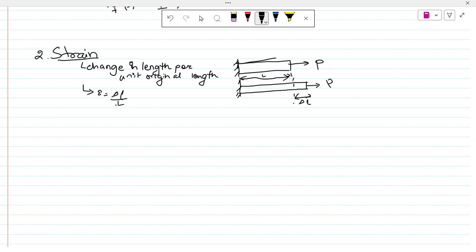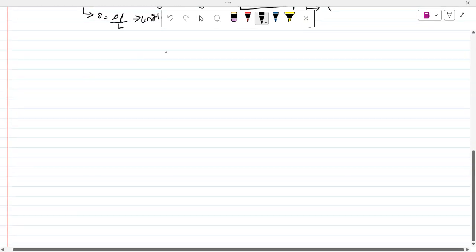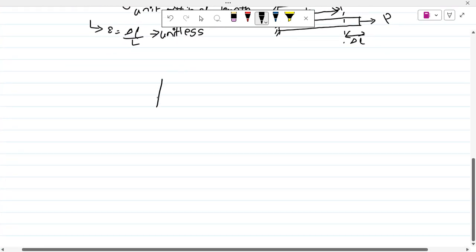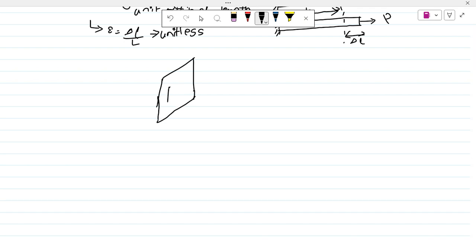Let us take an example. This also we know that this is unitless. Let us take an example of a rectangular bar. Force P is applied here. And this has length L, breadth B, height H.